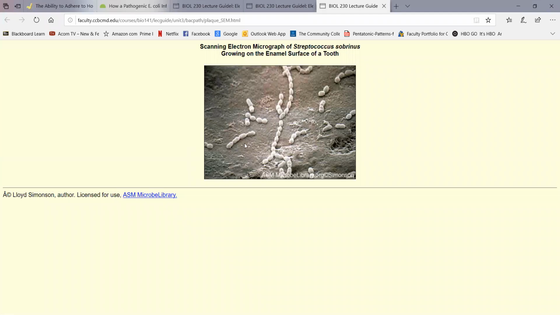Now at this point, the quorum sensing has been activated. They're functioning individually. They're secreting a slight glycocalyx, and that's adhering to the tooth. Now, it's such a thin layer you don't see it, but it is adhering to the enamel by means of its glycocalyx.